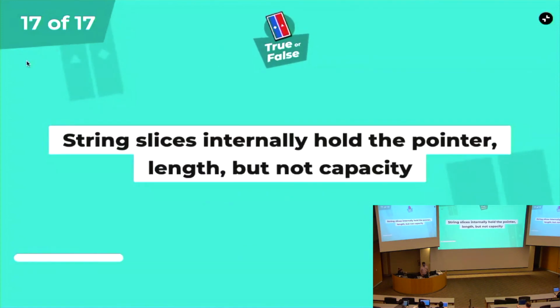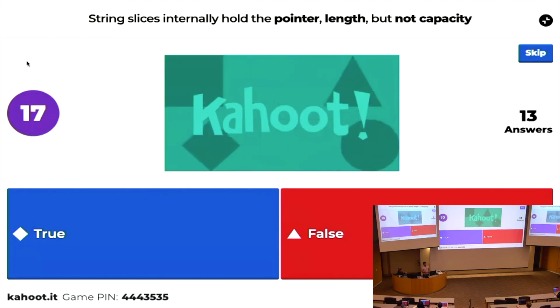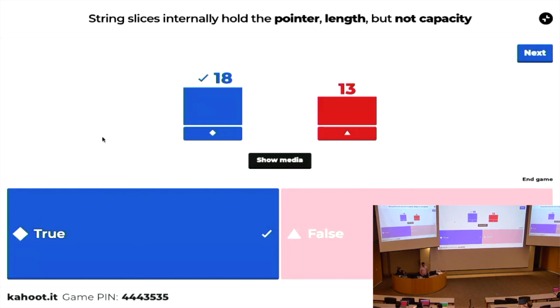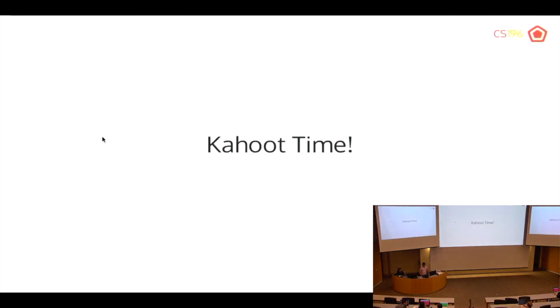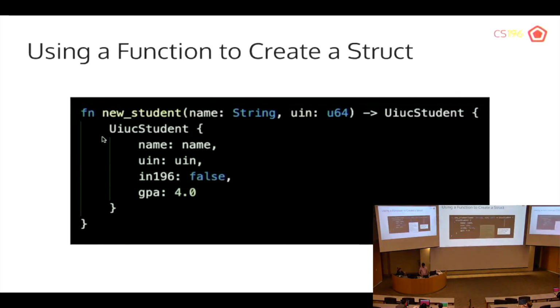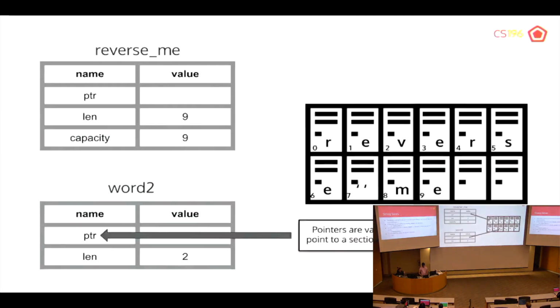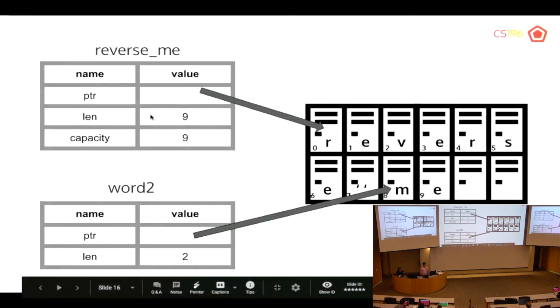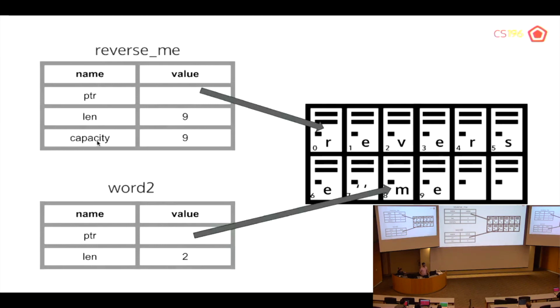All right, last question. String slices internally hold a pointer and length, but not capacity. True or false? All right, this is true. A string slice only holds the pointer and the length, whereas the actual string as a whole will have the pointer, length, and the capacity.